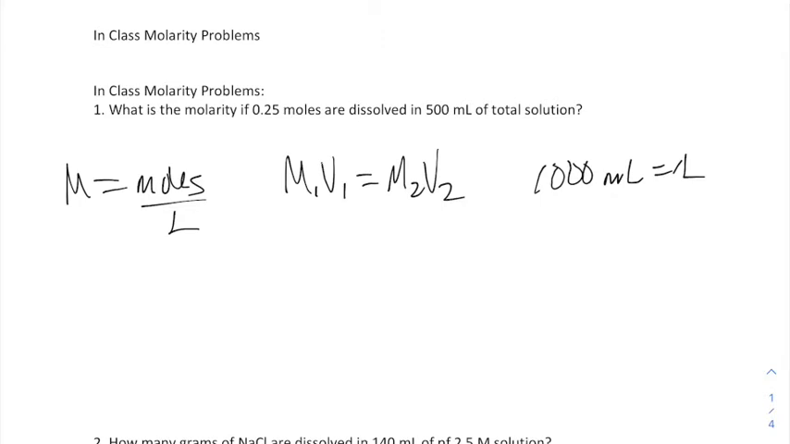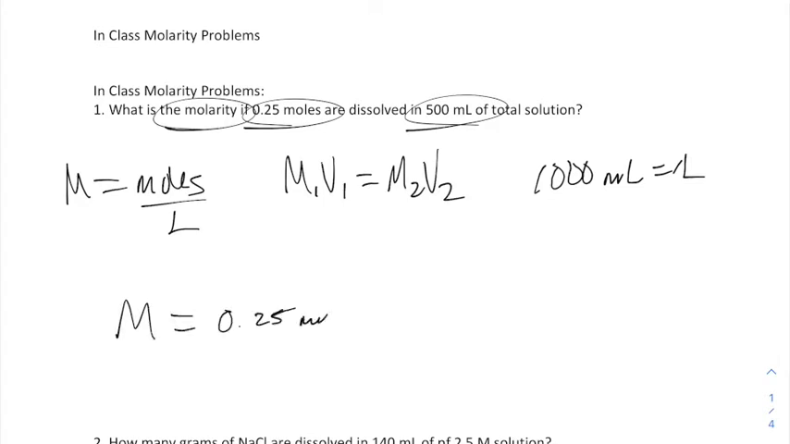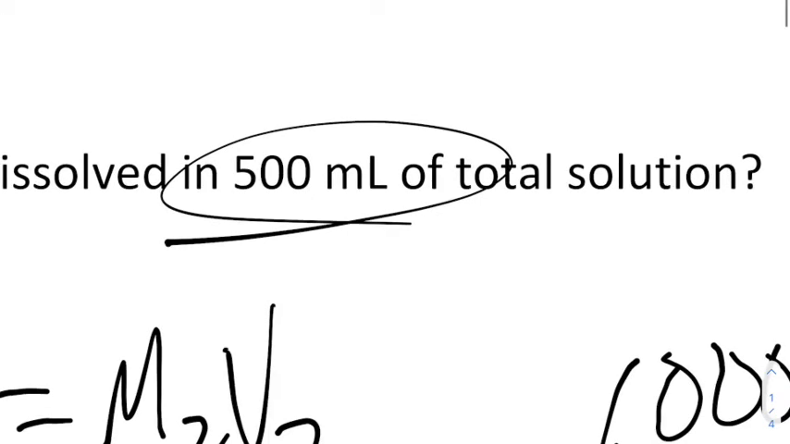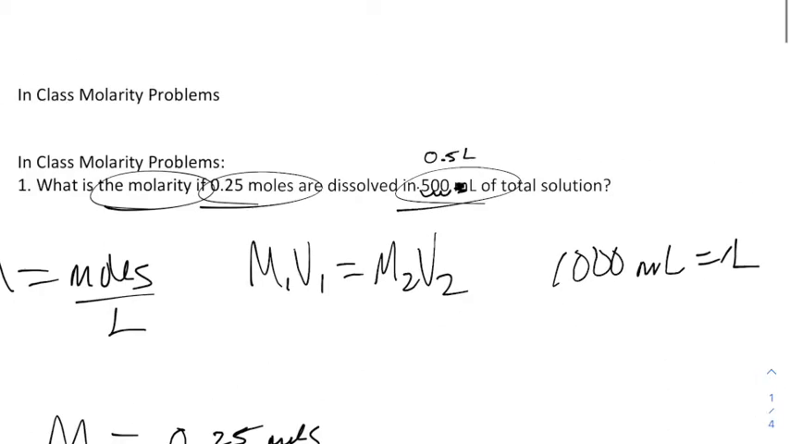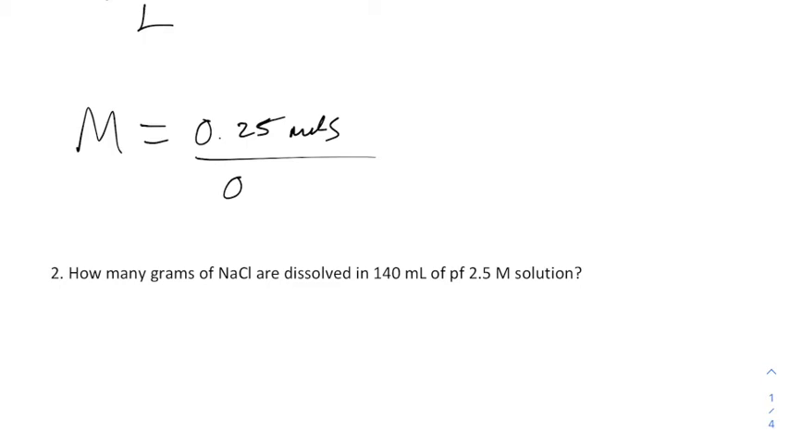First of all, this just says what is the molarity if I've got that many moles in that many milliliters. So it wants the molarity. It gave me the moles, so that's 0.25 moles. And then all I have to do is convert that into liters. If I've got 500 milliliters here, that's going to be 0.5 liters, because again I move the decimal place 3 places. So I have 0.25 moles in half a liter, so I should end up with a molarity of 0.5 moles per liter.